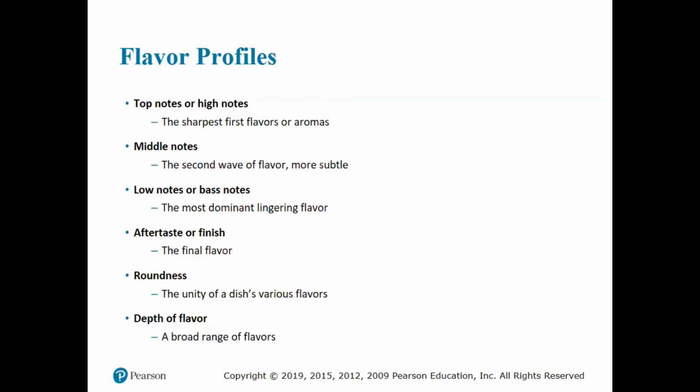And then your low notes are your most dominant lingering flavors. Those are typically your proteins, or whatever your main ingredient is, but it can also round out with other seasonings, other flavorings and such. And then your aftertaste or finish is that final flavor. What stays in the back of your throat, and for how long does it stay there? What we ultimately look for is a roundness of flavor. It's a unity of the dish's various flavors. It starts off at the high notes, goes to the middle, low notes, and then finishes with the aftertaste.